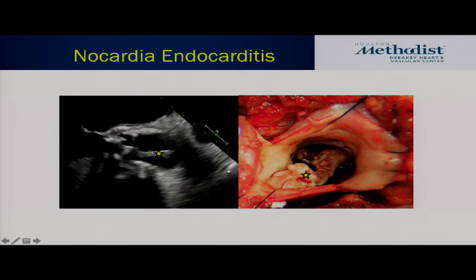And this was Nocardia. This was a huge lesion, several centimeters long, sort of tracking right up the aorta. But the patient had a good clinical outcome. So just recognizing different bugs at different times.